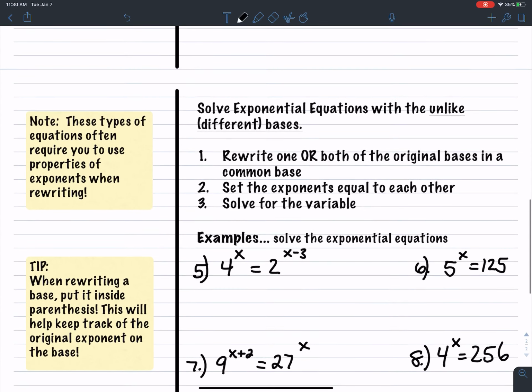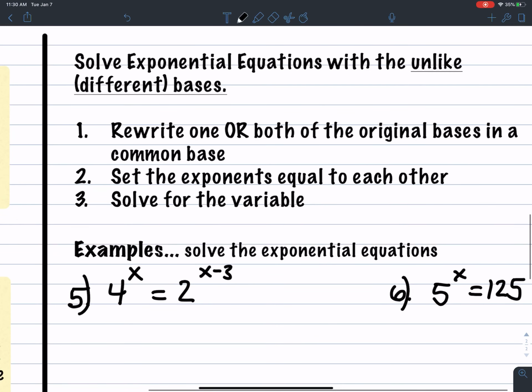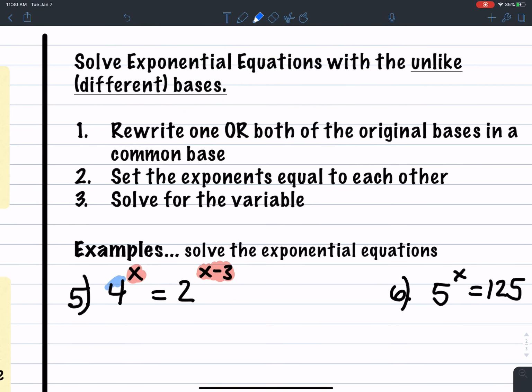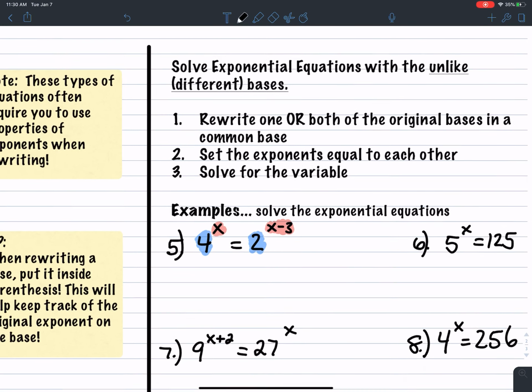What's a little more complicated, though, is solving if their bases aren't the same. So let's just look at number 5 for a moment. I notice that the variables are in the exponents. So this is an exponential equation. But on the left side, there's a 4, and on the right side, there's a 2. So what we need to do first is rewrite one or both of the original bases in terms of a different base that's common.